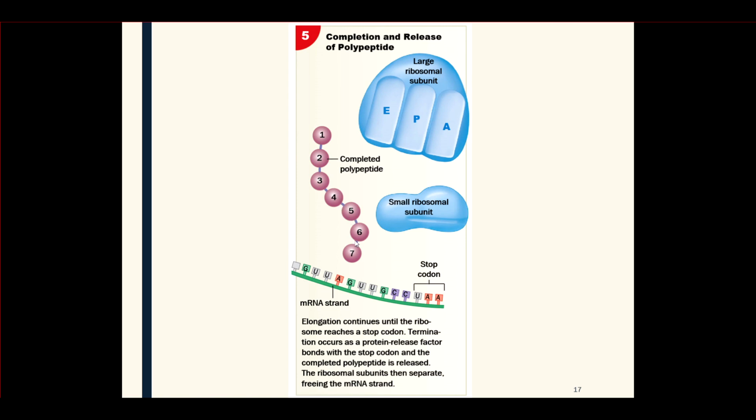Some proteins have thousands of amino acids, right? This will continue. This will continue until we get to the stop codon, right? So that's the signal to stop, and then we'll have all the amino acids in sequence, and we have our protein that can either be used in the cell or released from the cell.